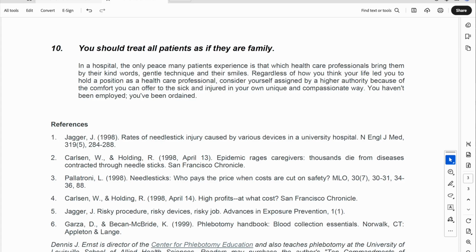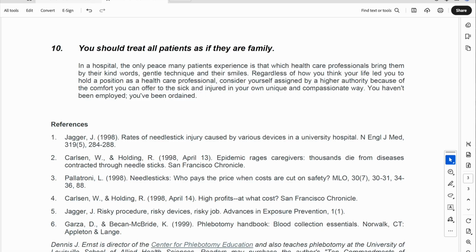This final rule encompasses the philosophical foundation of healthcare practice. In a hospital environment, patients are often frightened, uncomfortable, and vulnerable. The peace and comfort they experience frequently comes from the healthcare professionals who interact with them. Your kind words, gentle techniques, and genuine smile may be the only positive elements in a patient's difficult day. Regardless of how you came to work in healthcare, consider yourself chosen for this role because of the unique comfort and compassion you can provide.